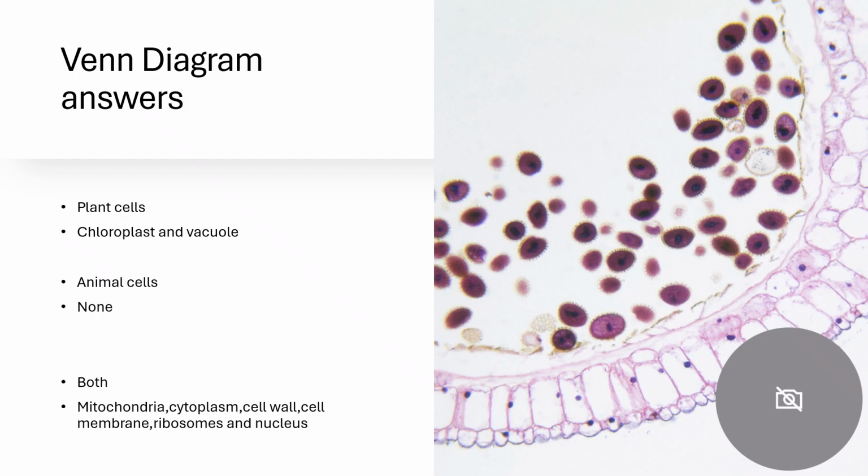Okay, here are your Venn diagram answers. For plant cells, it's chloroplast and vacuole. For animal cells, it's none. For both, mitochondria, cytoplasm, cell wall, cell membrane, ribosomes, and nucleus. Now let's move on. You can pause the video to check your answers. If I went too fast, let's move on.